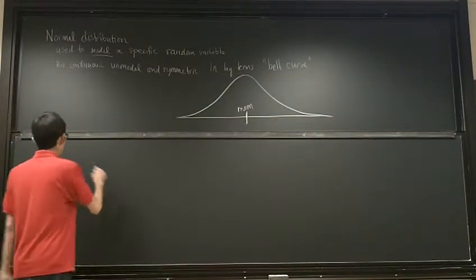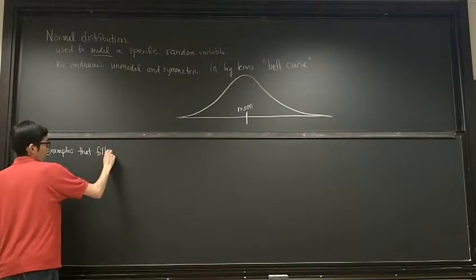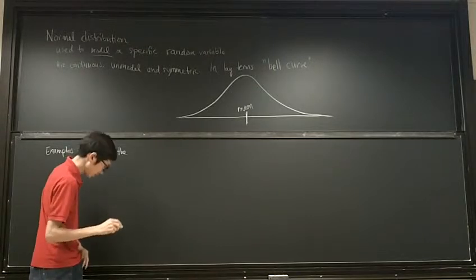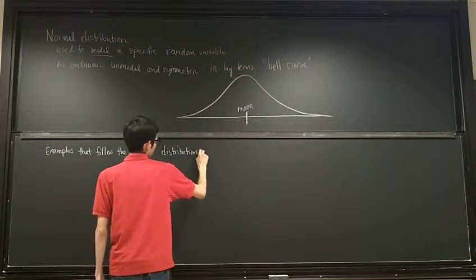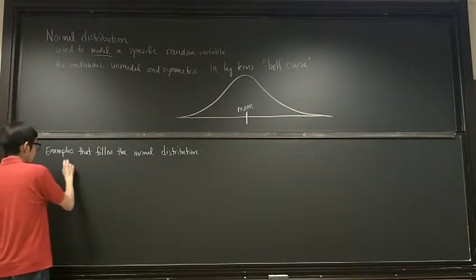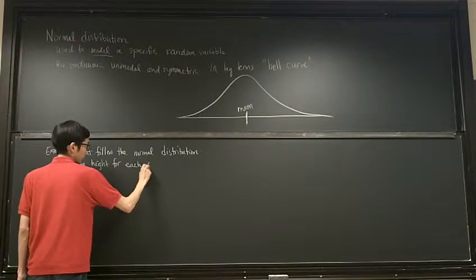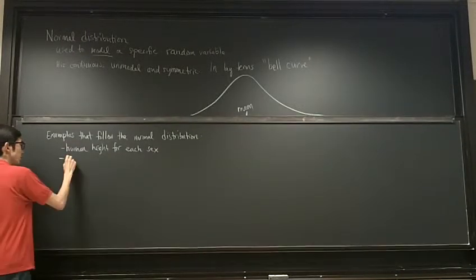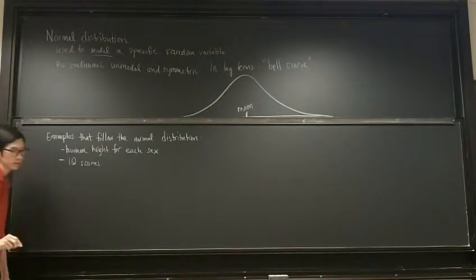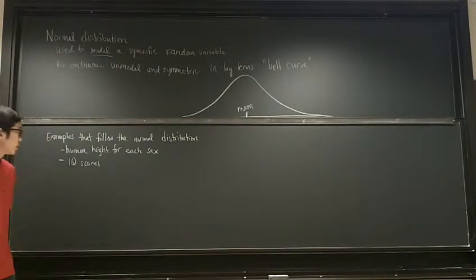So there's lots of things in real life that seem to follow a normal model. Examples that follow the normal model or normal distribution: human height for each sex. IQ scores. Or other generally standardized test scores like the SAT, things like that. Those follow normal models.